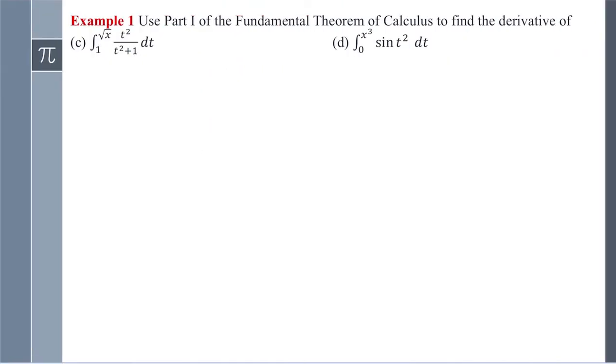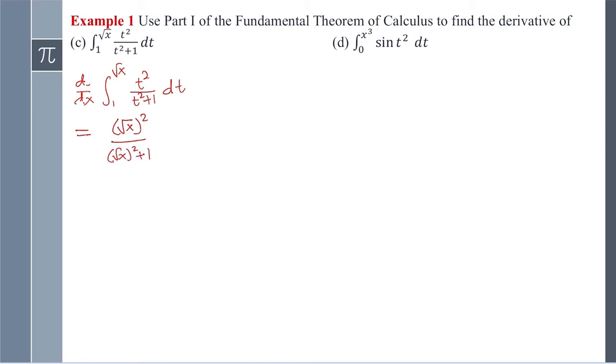Now let's look at this example here. Again, very similar. So d over dx, we are finding the derivative of this integral from 1 to square root of x of t squared over t squared plus 1 dt, and that equals, okay, now we replace t with square root of x, so this becomes square root of x squared over square root of x squared plus 1.